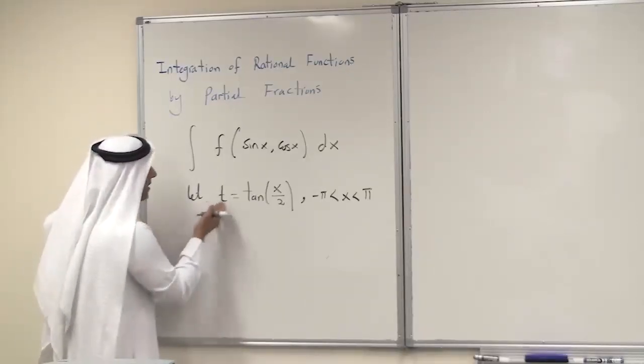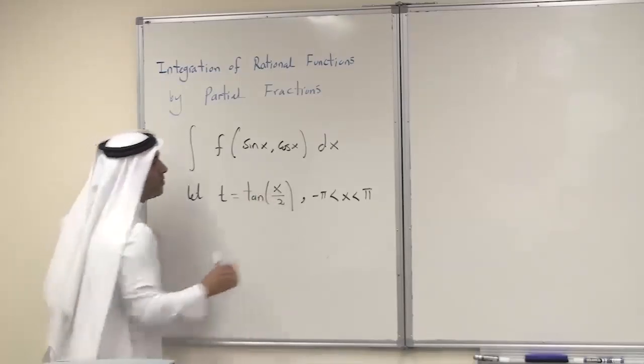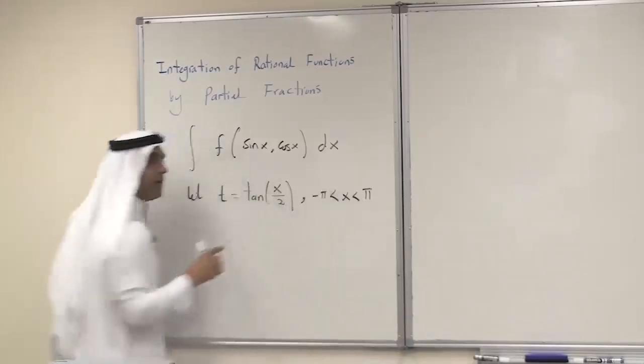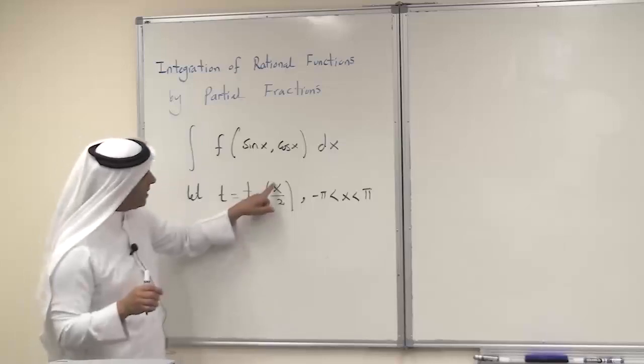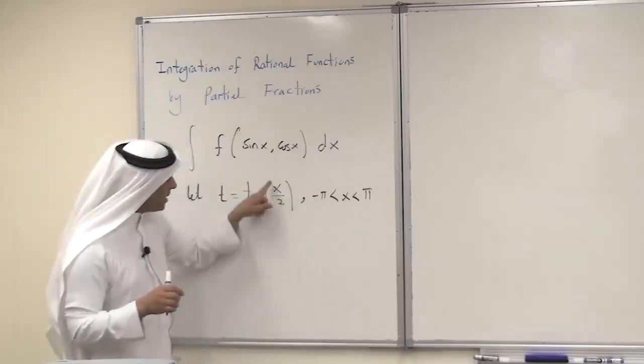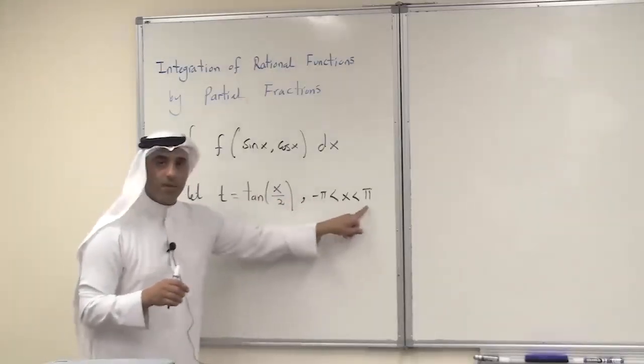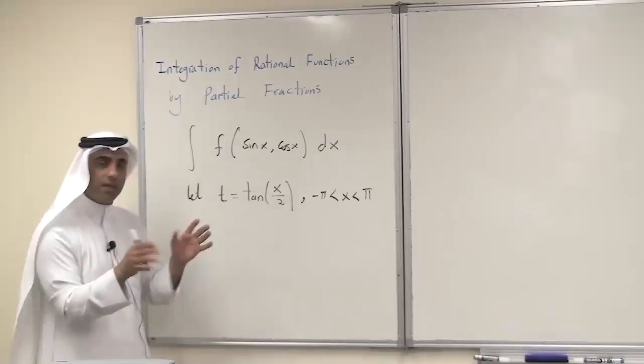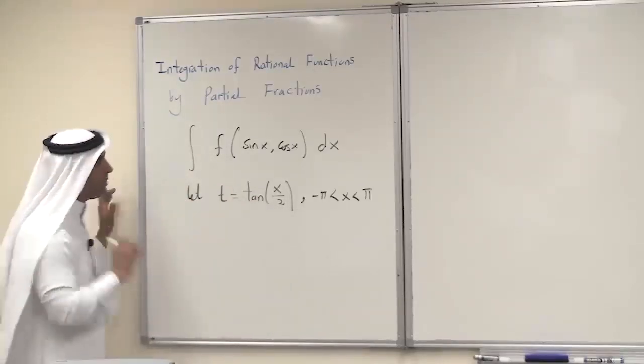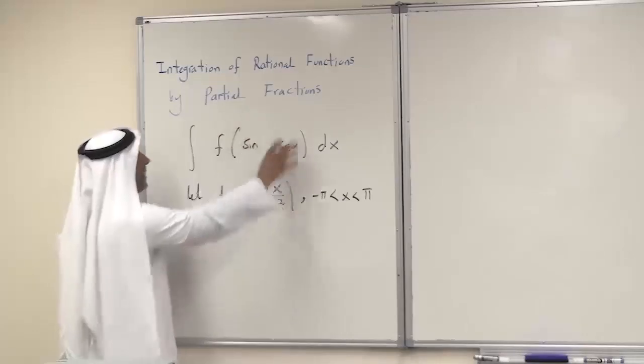We usually let t be tangent of x over 2, and we choose x to be between minus pi and pi. Why? Because if x is between minus pi and pi, then x over 2 will be between minus pi over 2 and pi over 2. So this function is 1 to 1, and we can talk about the inverse. That's one point.